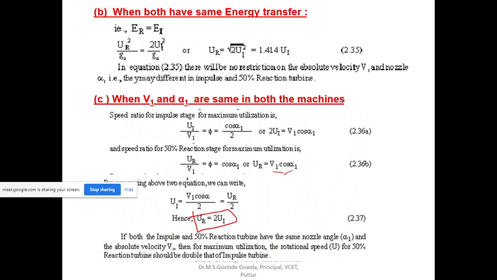Now, you can take a screenshot, whatever you want to do. If both the impulse and 50% reaction turbine have the same nozzle angle and absolute velocity, then for maximum utilization factor, the rotational speed for 50% reaction turbine should be double that of the impulse turbine. So if the absolute velocity and nozzle angle are same, then the blade speed which we get in the reaction turbine is double the blade speed which we get in the impulse turbine for same V1 and alpha 1.